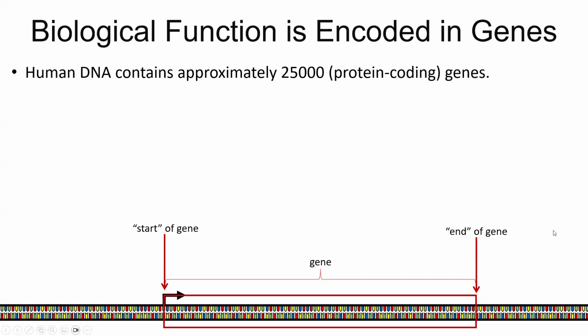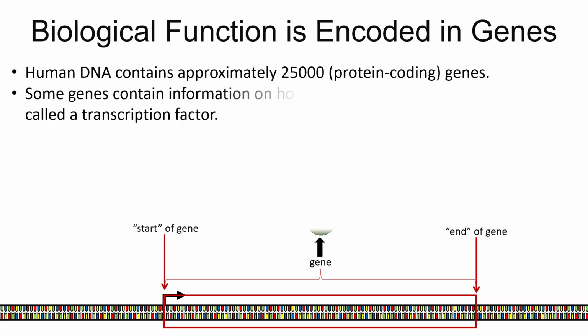Before we begin, I wanted to talk to you a little bit about some basic biology to make sure we all understand the importance of gene regulatory networks. The first thing to really understand before we dive into what a gene regulatory network is, is that biological function is encoded in genes. The human DNA contains approximately 25,000 protein coding genes.